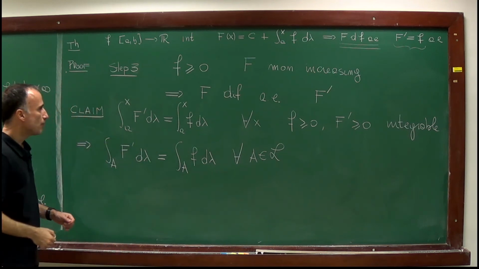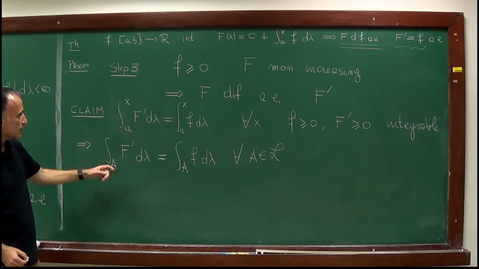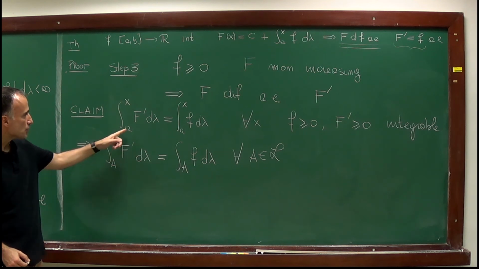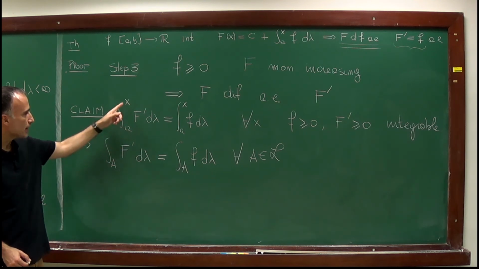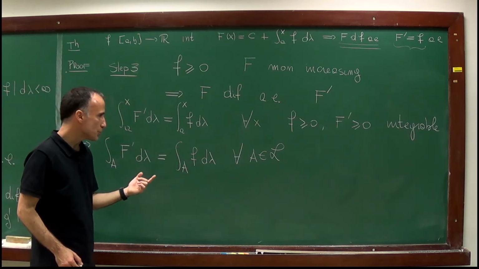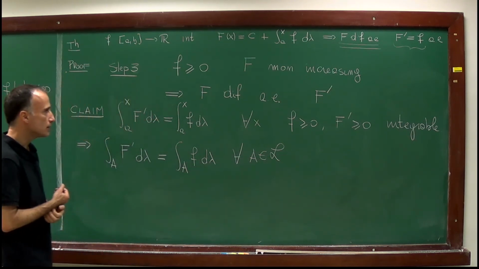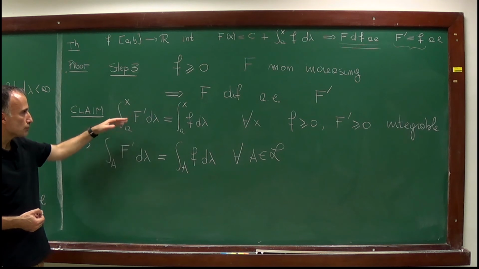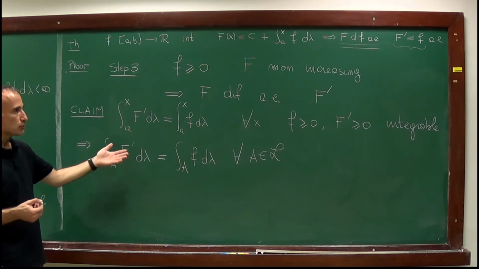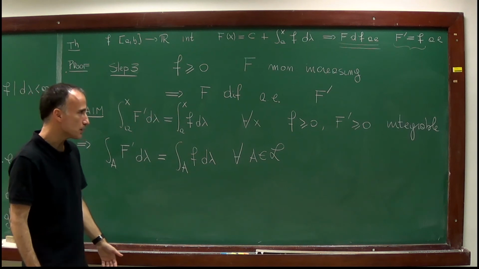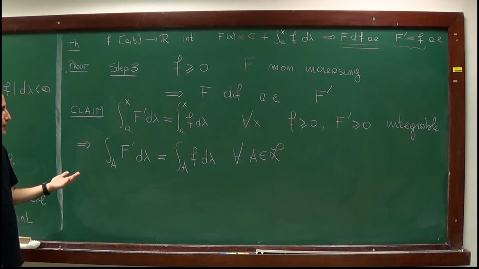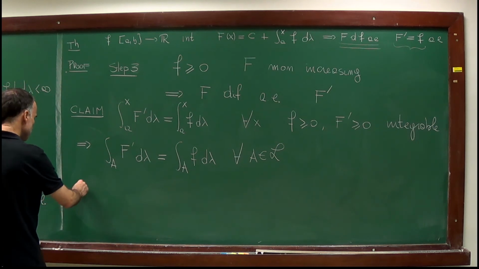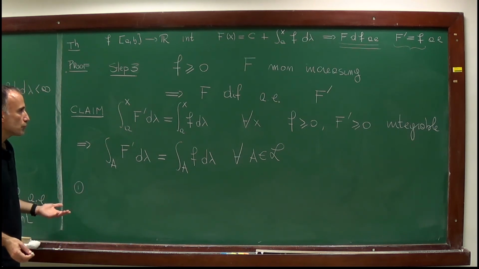So we have to pass from this identity, which holds only for sets A which are intervals of the type (a, x], to this identity which holds for any set A in the Lebesgue sigma algebra. So how to pass from an identity which holds for certain sets to an identity which holds for all sets in a sigma algebra? Well, we have seen that many, many times. And one extremely useful tool is to use the monotone classes. So I want to use the monotone classes.